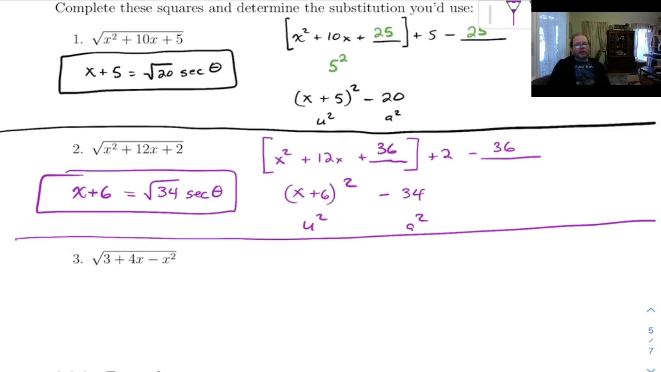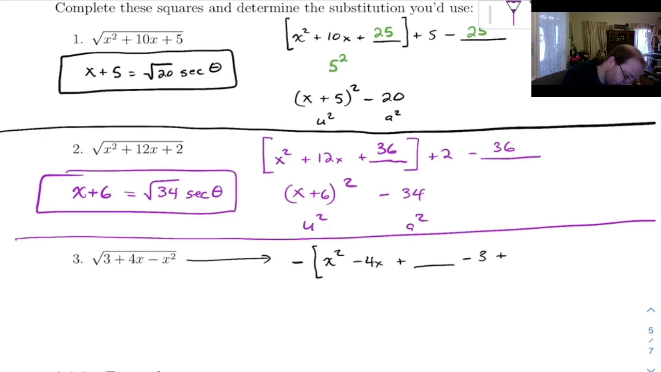And this last one is a little tougher because we've got a negative on the x squared. So here's what I would say to do. Take this over here and factor the negative out. So you've got x squared minus 4x plus blank, minus 3 minus blank. So factor the negative out, and then we can deal with it. We can kind of ignore it for the time being.